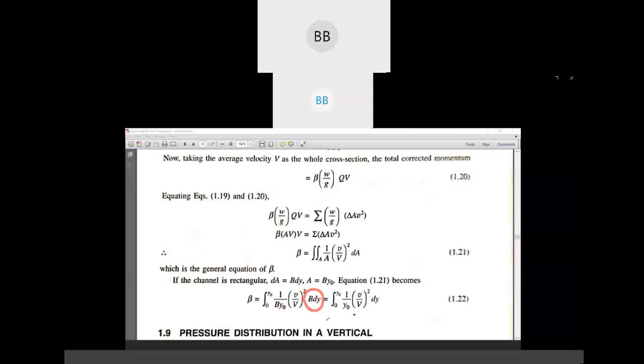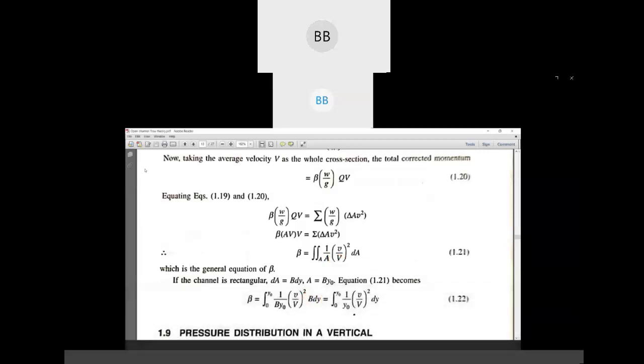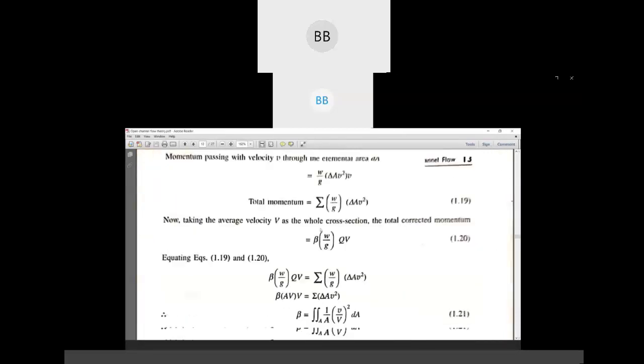So to calculate alpha and beta, we have to first calculate this average velocity, that is your capital V. Whenever there is a numerical related to alpha and beta, you have to first calculate your average velocity. Then only you can find out your alpha and beta. Or if it is given, then it is okay. If it is not given, then you have to calculate it. So we will solve some numericals related to alpha, beta, and average velocity.